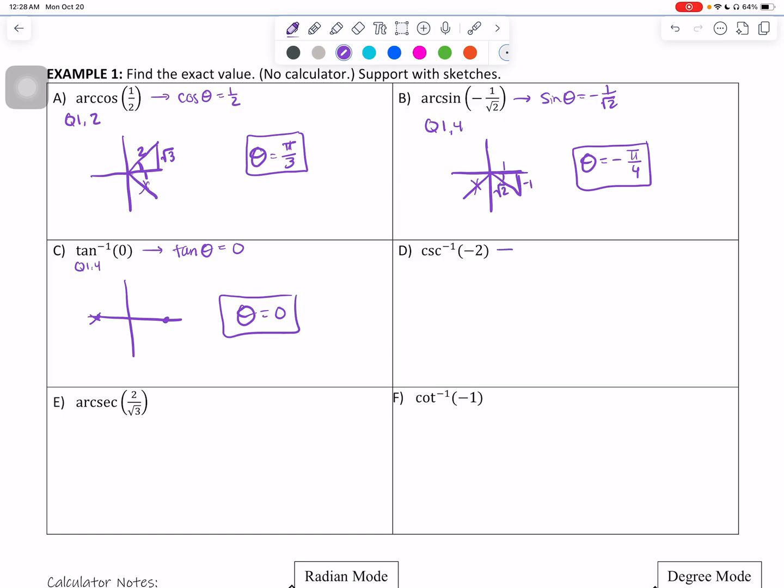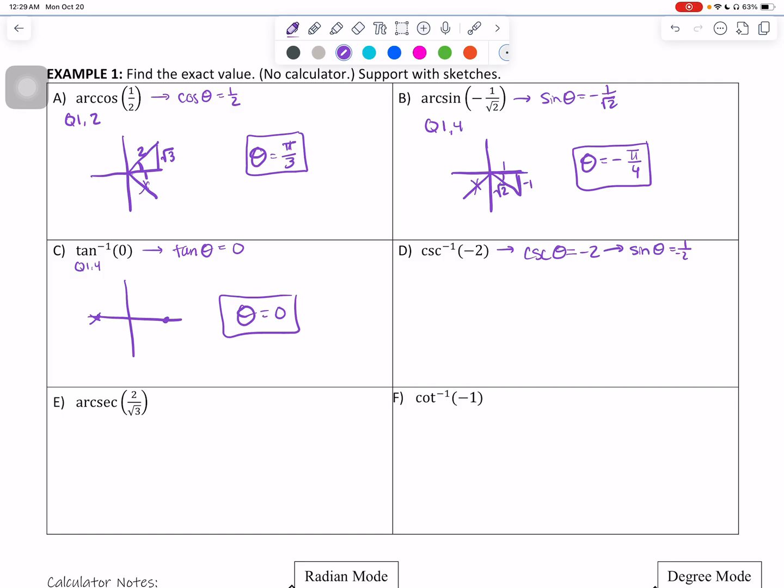Okay, so if I write cosecant inverse, cosecant theta would equal -2, but that's not how we put it in your calculator. We're going to change it to sine theta would equal 1 over -2, or -1/2.